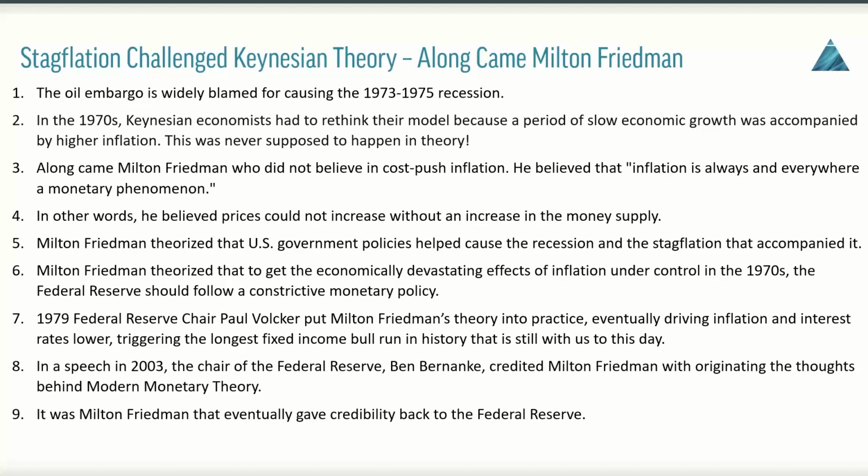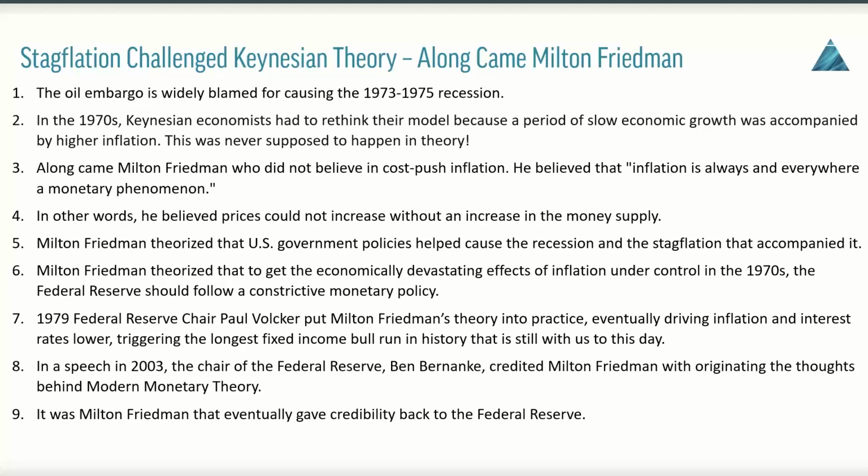In the 1970s, it was the Keynesian economists who had to rethink their economic models because that period of slow economic growth was actually accompanied by higher inflation, right? So in Keynesian economic theory, this was never supposed to happen. And so along came Milton Friedman, who did not believe in cost push inflation itself. And I have a quote here from him. He believed that, in quote, inflation is always and everywhere a monetary phenomenon, right? So in other words, he believed that prices could not increase without an increase in the money supply.